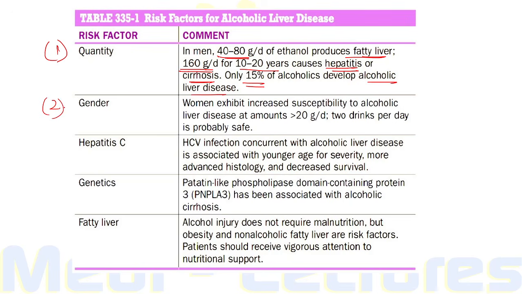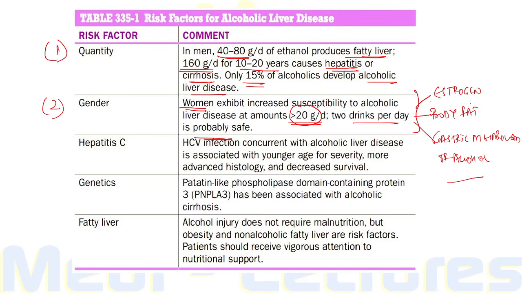Second important risk factor is gender, and women exhibit increased susceptibility to alcoholic liver disease at amounts of only more than 20 gram per day. That is, 2 drinks per day is probably safe. Now, these gender dependent differences result from poorly understood effects of estrogen, body fat and gastric metabolism of alcohol. Now the third one is concurrent infection with hepatitis C. Hepatitis C virus infection concurrent with alcoholic liver disease is associated with younger age for severity, more advanced histology and decreased survival. Finally, genetics and fatty liver.